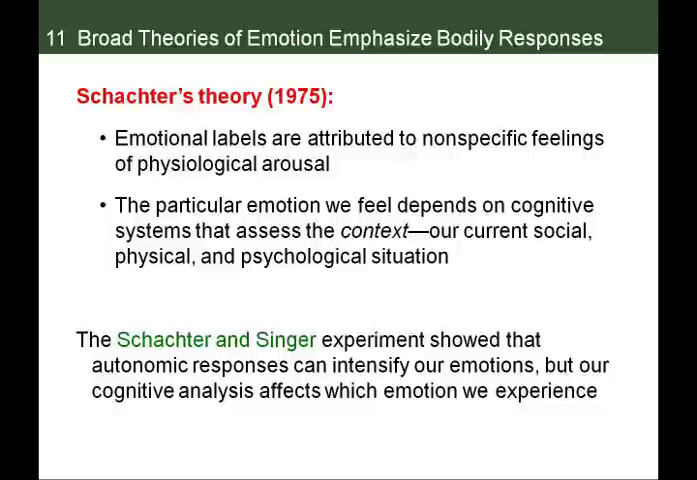So the Schachter and Singer experiment that I alluded to a minute ago shows that these autonomic responses, and when I say autonomic responses, I'm referring to the sympathetic and the parasympathetic nervous system, do indeed matter. He's not saying that these autonomic changes are not important. They're very important, but not in terms of differentiating among emotions, but rather turning up the volume, if you will, of the emotion, making the intensity a little bit higher.